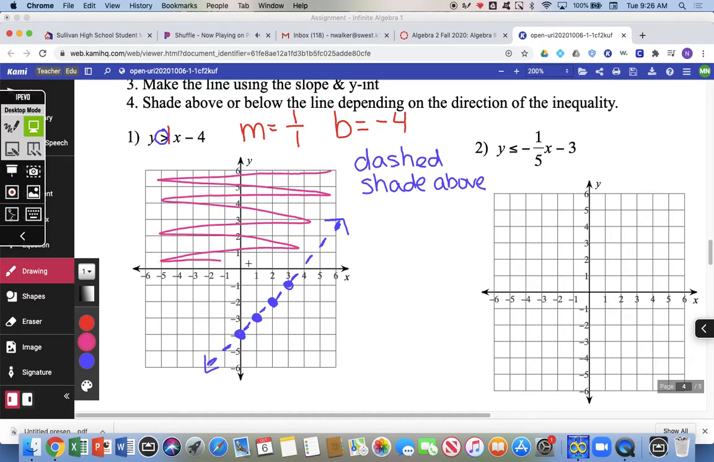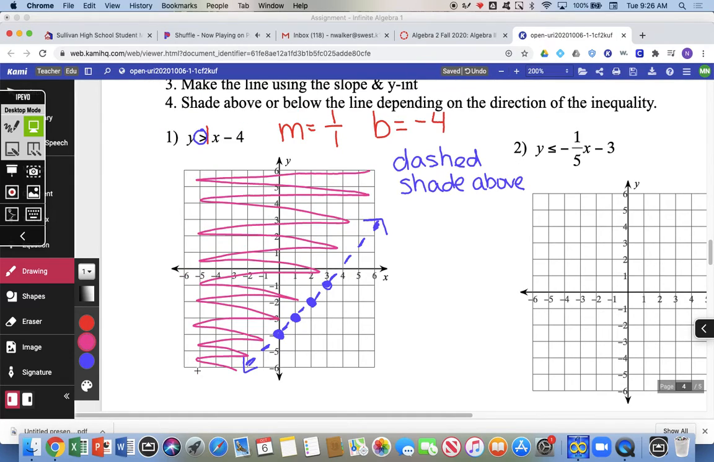And so we are going to shade, and you can just lightly shade. It doesn't have to be all the way. Shade the whole entire thing in. One thing I like about a pencil is you can actually take your pencil to the side, and you can shade it a little better with a pencil. So we are shading above that line.